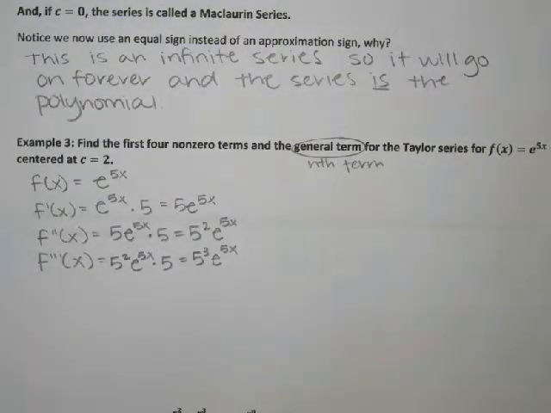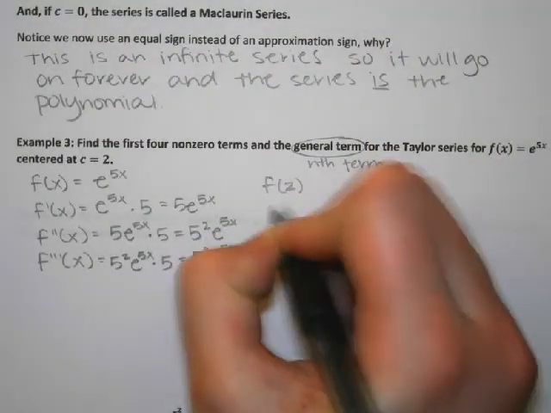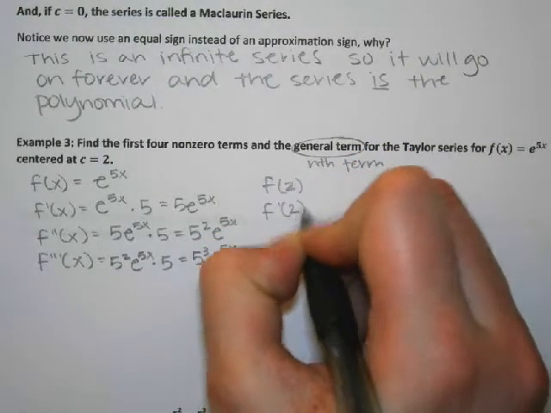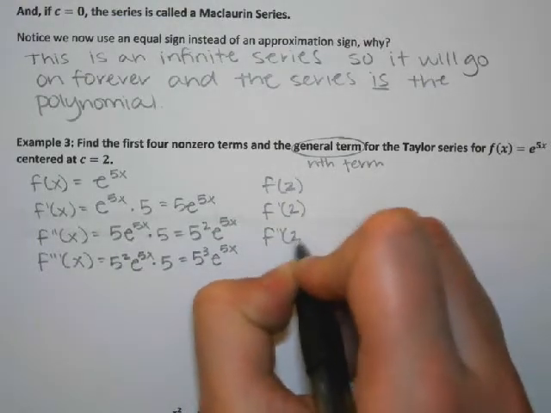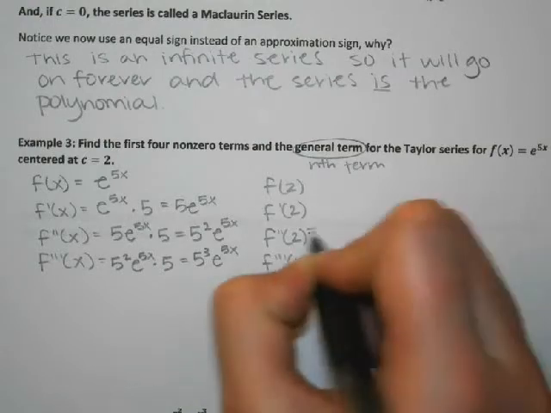Okay, so my next step to find all my coefficients is to take each of these and evaluate them at 2. That's part of having that center of 2. You don't have to do 4.